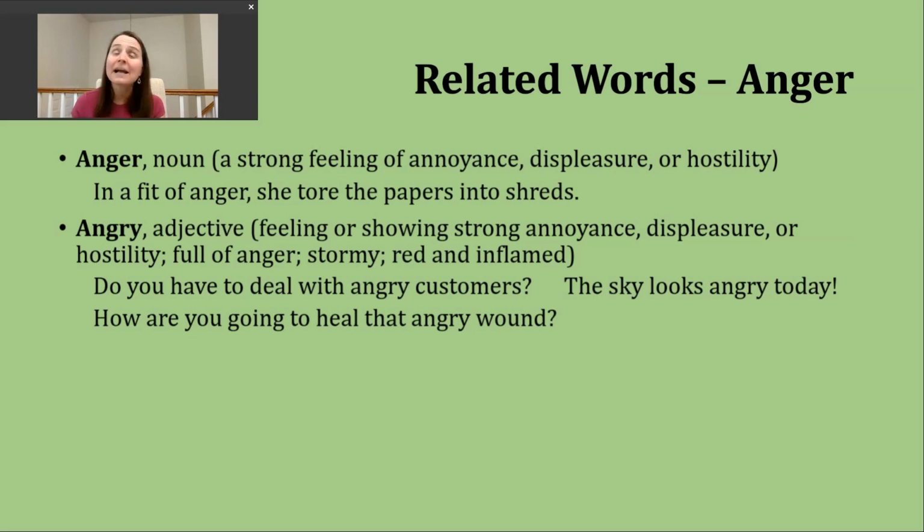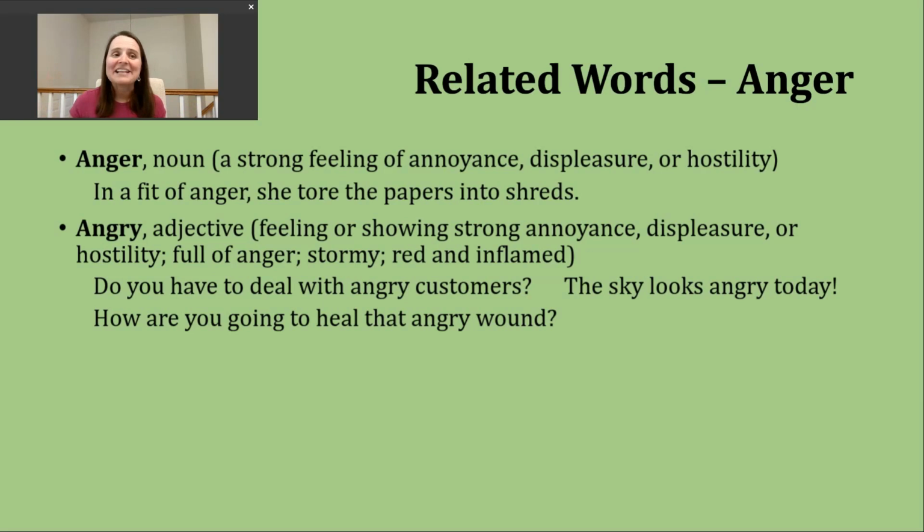A second way you might hear the adjective angry used is to describe something being sort of stormy. So we might describe the weather. You might hear people describing what the sky looks like, and that's in my example here. The sky looks angry today, right? So it looks like there's going to be a big storm.